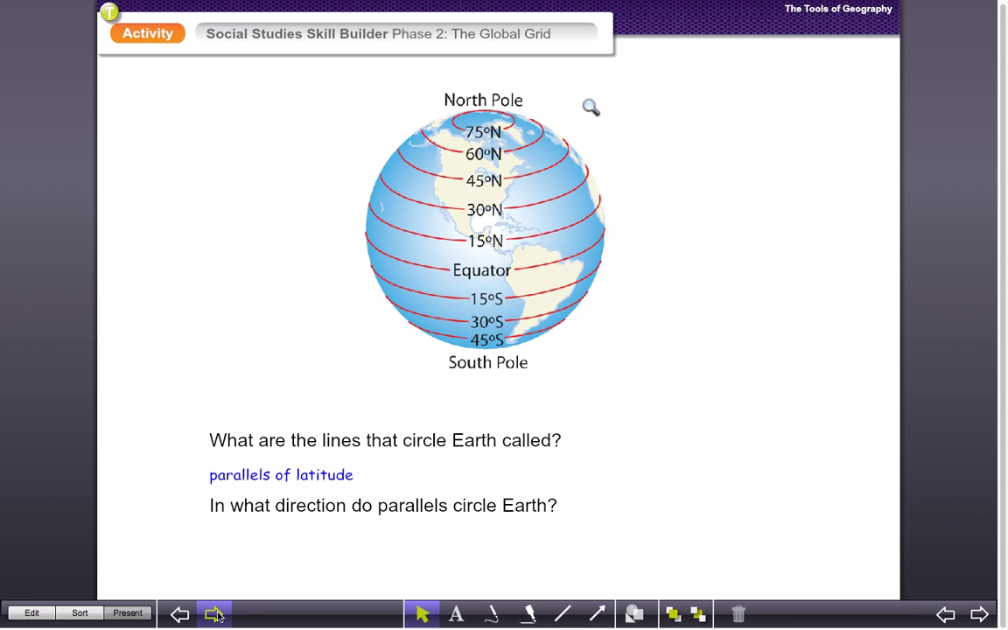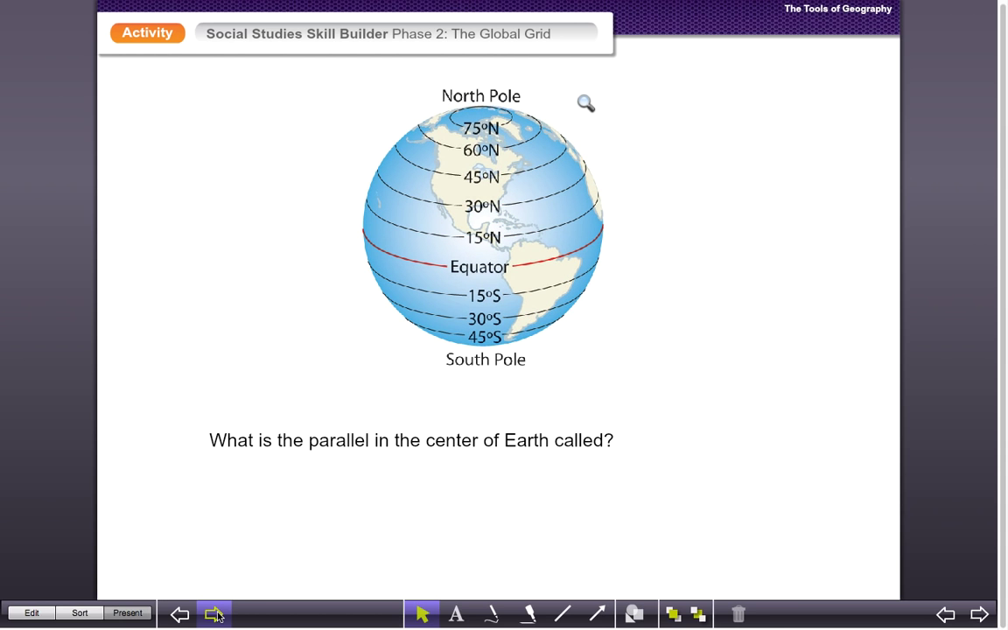So in what direction do these parallels circle the Earth? Okay, so think about your compass rose, which you're getting more familiar with, and look at the direction that these lines are going. What direction are we talking? East to west, of course. So you're looking at those lines, they stretch east to west, and we'll dig a little bit more in depth to see what we've got going on here.